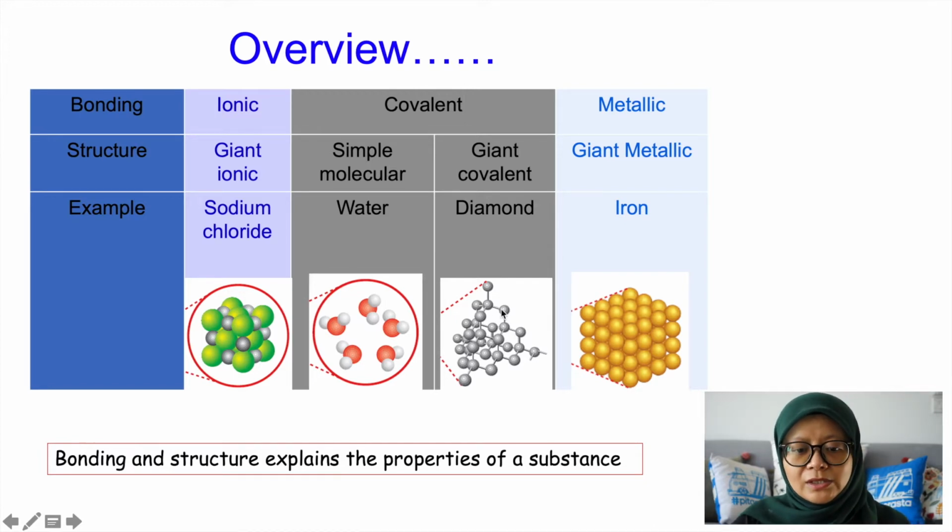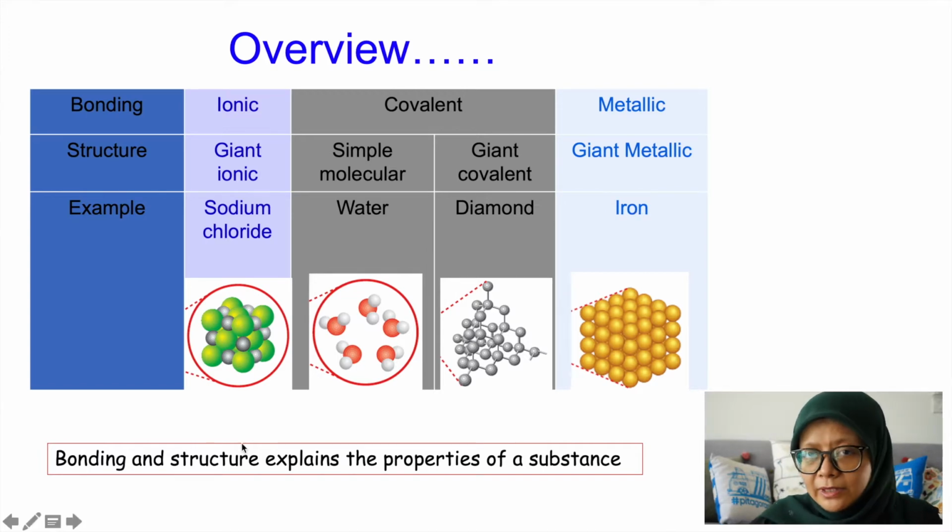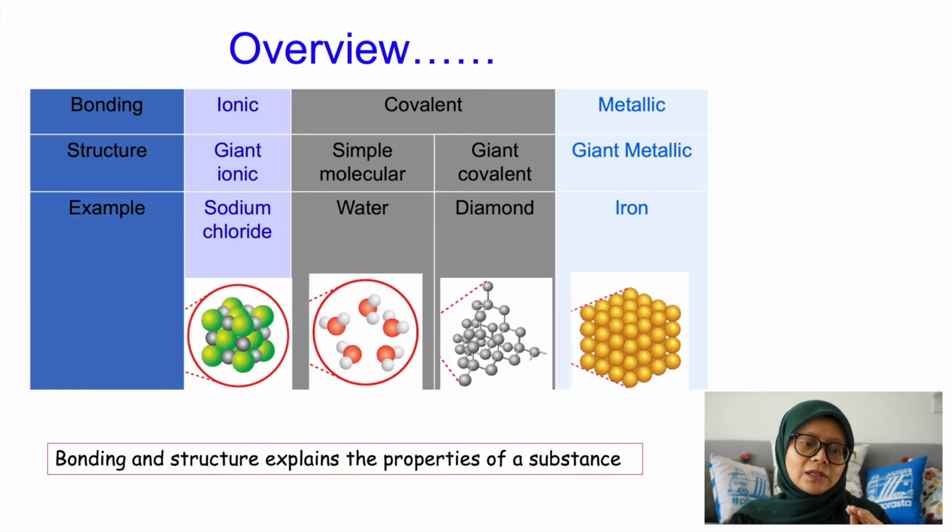This is the structure of diamond. The third one is metallic, and the structure is giant metallic. For example, here we have iron. So the bonding and the structures actually explain the properties of a substance.